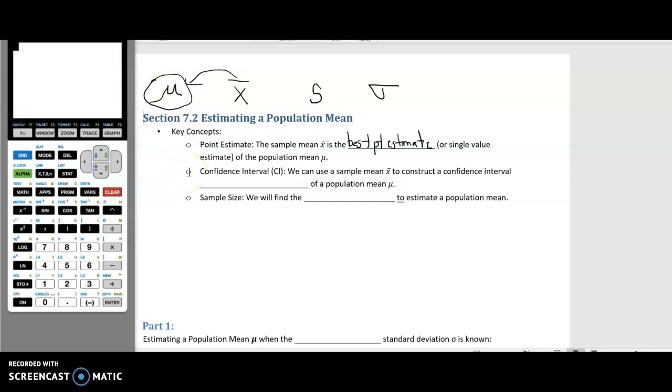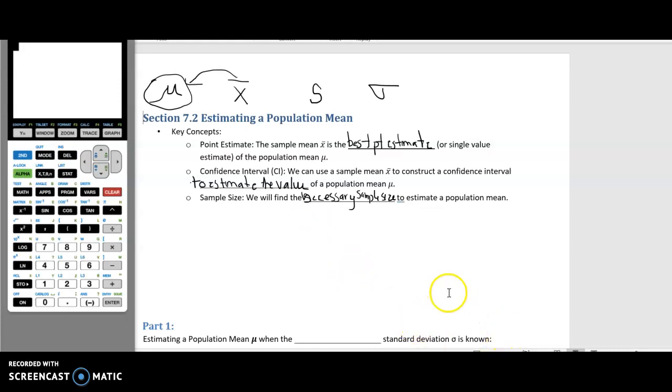Second key concept, a confidence interval, right? We can use a sample mean X bar to construct a confidence interval to estimate the value of the population mean mu. The last key concept, we will find the necessary sample size to estimate a population mean.